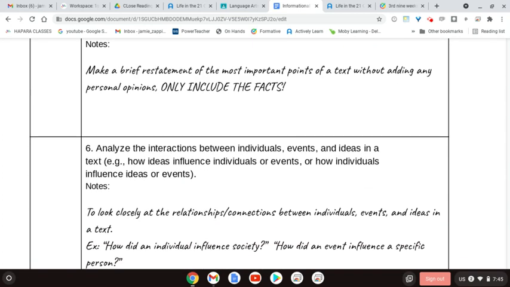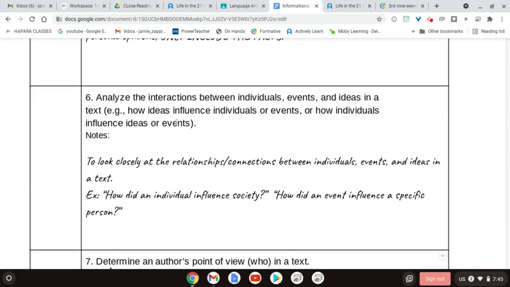This particular phase also focuses on learning target number 6, to analyze the interactions between individuals, events, and ideas in a text. In this case, we're looking at the relationship or connection between multiple TVs in the home and the social interactions of the family. So really consider those 2 factors as you reread it that third and final time. So go ahead and get started on this close read.